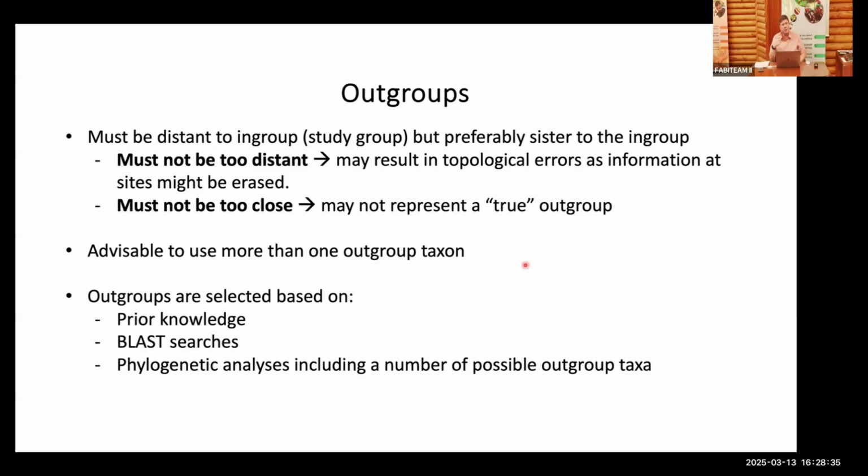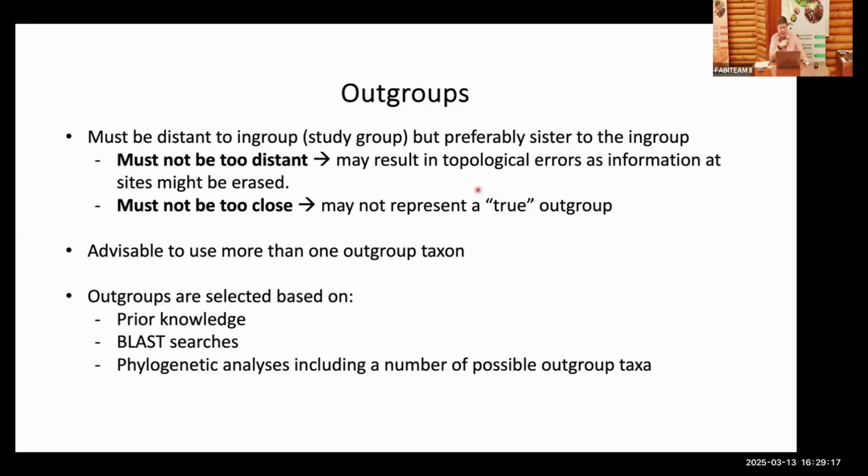But it must also not be too close. If it's too close, it may not represent a true outgroup. And what happens then is that the outgroup taxa, depending on your selection, want to go into the in-group. So that causes problems with your phylogenetic analysis. It's also advisable to use more than one taxon if possible, and to select the outgroup based on prior knowledge and BLAST searches. So you take your sequence, BLAST it, and try to take sequences that have higher similarity with your in-group taxon.